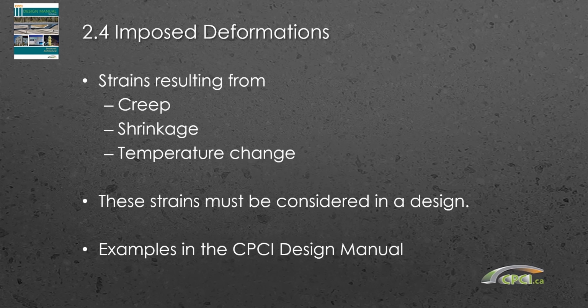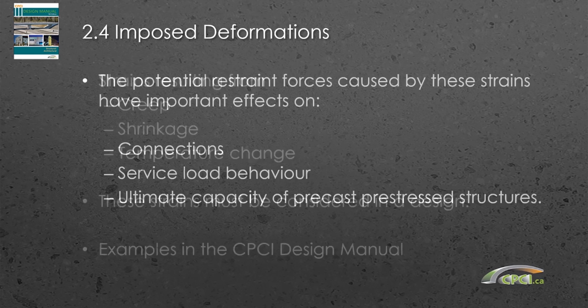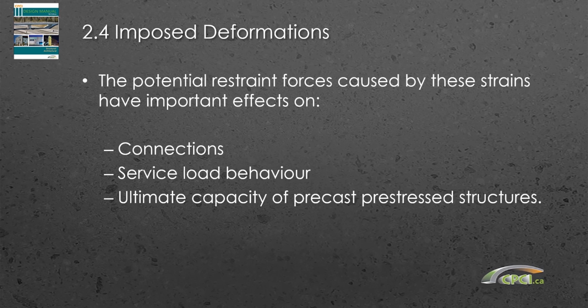There are several examples in the CPCI design manual covering how to look at all those strains and the resulting effects. What can happen is you can generate very large connection forces, and you can affect the service load behavior and ultimately the capacity of the elements in the precast structure due to restraint forces. So you really need to be careful looking at the effects of creep, shrinkage, and temperature change in total precast buildings.